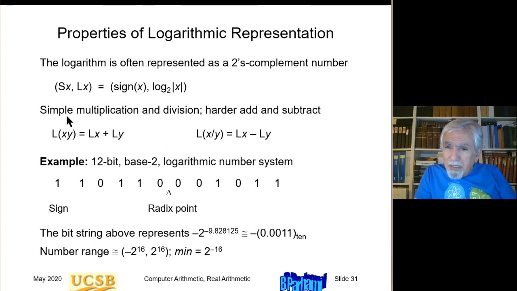Okay, why are we interested in this number system? One of the primary motivating factors is that multiplication and division become extremely simple, because the log of the product of x and y is log of x plus log of y. So to multiply two numbers, because we represent them as logarithms, you just add those two logarithms and you get the representation of the product. So multiplication is converted to addition, which is a much simpler operation. Similarly, division is converted to subtraction.